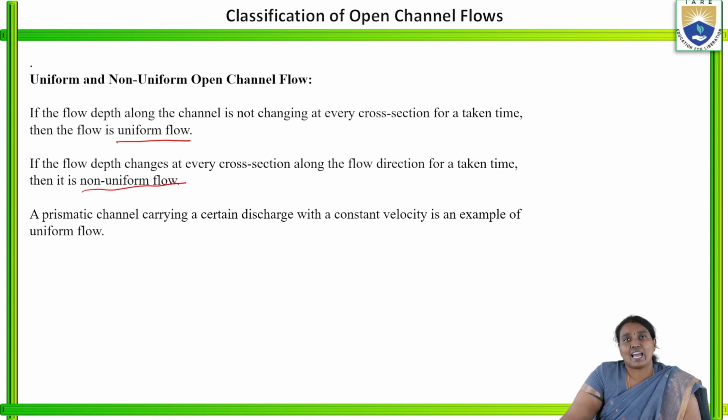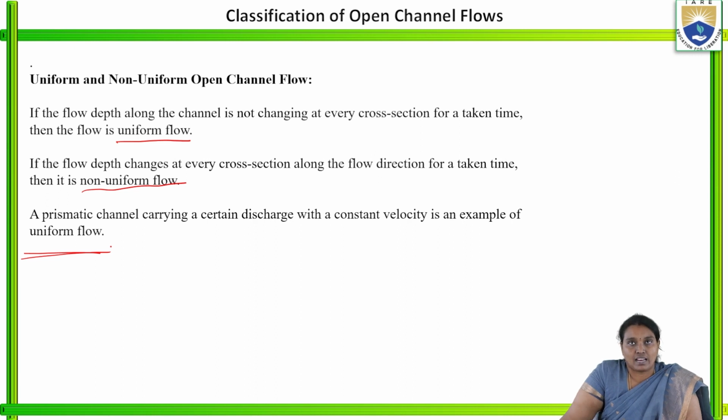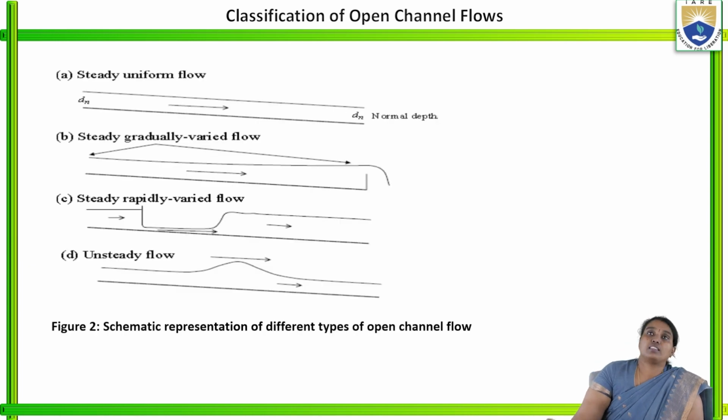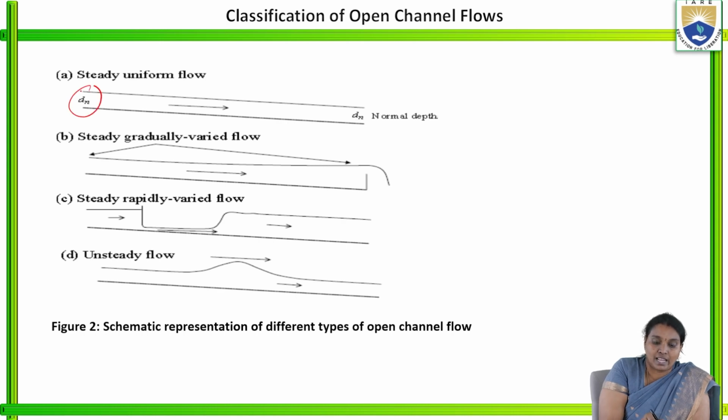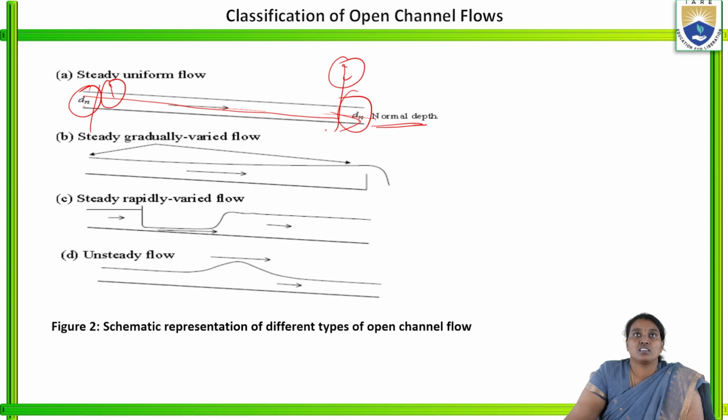A prismatic channel carrying a certain discharge with a constant velocity is an example of uniform flow. This is the representation of different types of open channel flow. This is the normal depth. Consider section 1 and section 2. In both the sections, the depth is the normal depth. The depth is the same throughout the channel.